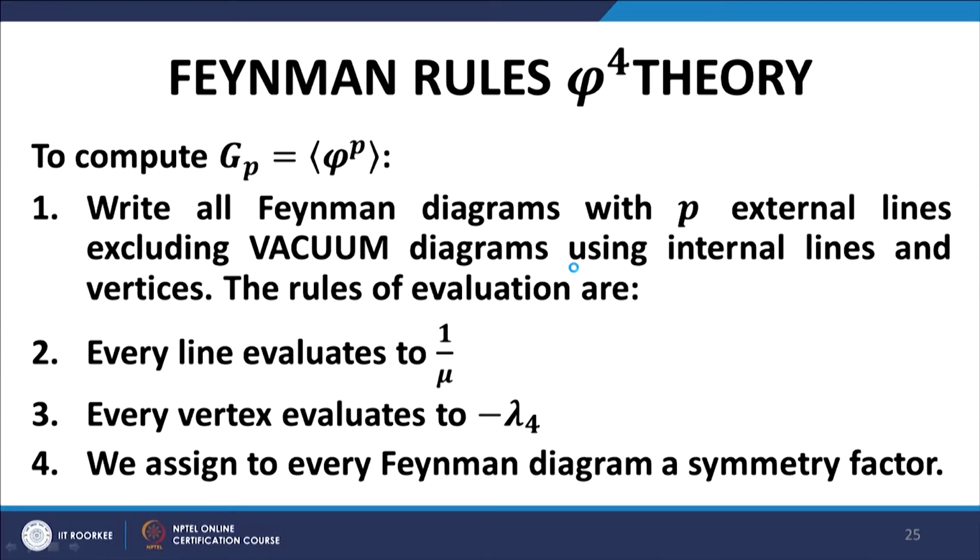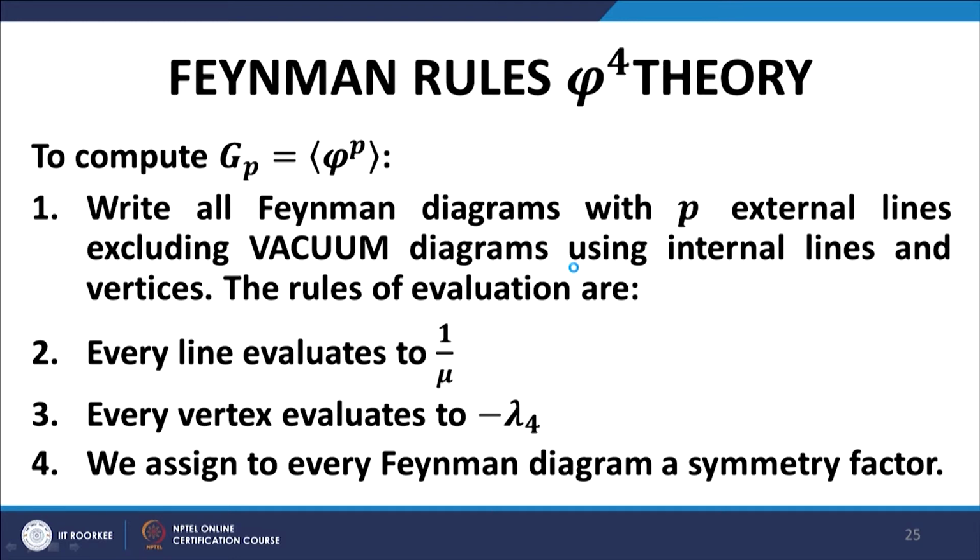As an example, we shall be using the phi 4 theory. Now we talk about the interaction. Recall that in the earlier case, we have just talked about the free field theory. Now, we talk about the interaction theory. We write all Feynman diagrams with p external lines. Suppose we have to compute G_p, that is the p point Green function. We write all Feynman diagrams with p external lines, excluding vacuum diagrams.